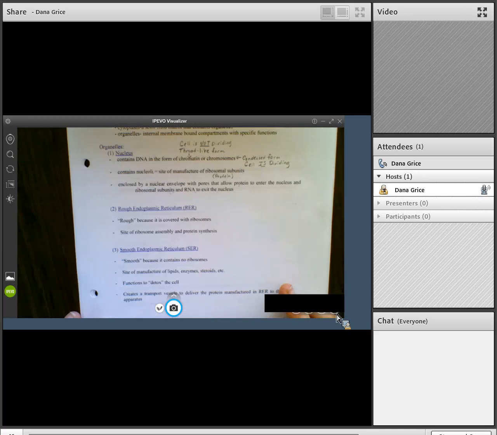All right, so what is unique about the rough endoplasmic reticulum? I've already captured a lot of this one, and it's very easy because anywhere you see a ribosome means what? What did it mean up here?